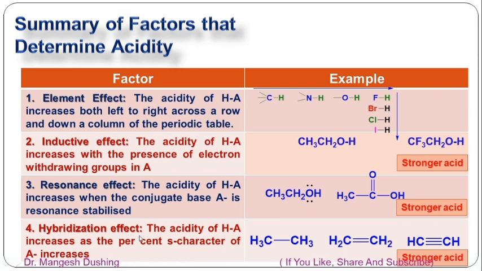The fourth factor is hybridization effect. The acidity of HA increases as the percent of s character of A increases. It means that an sp hybrid carbon is a stronger acid than sp3 protons. So the acidity increases from left to right. So an sp3 hybridized carbon having a proton is less acidic than an sp hybridized carbon containing a proton.